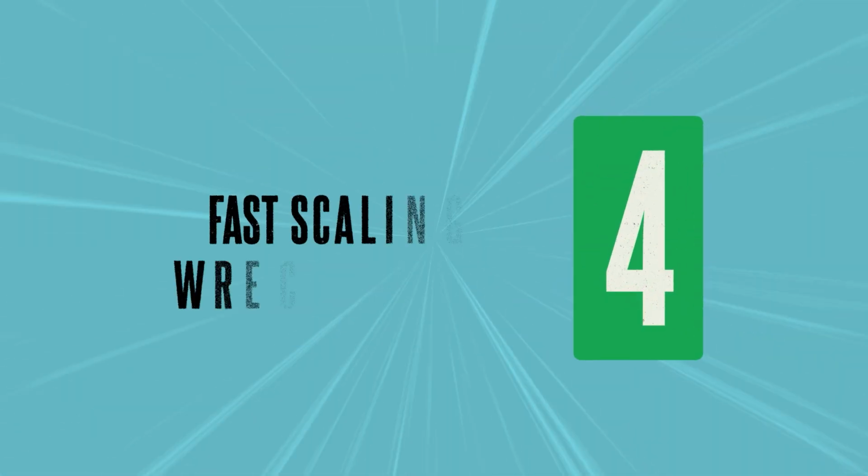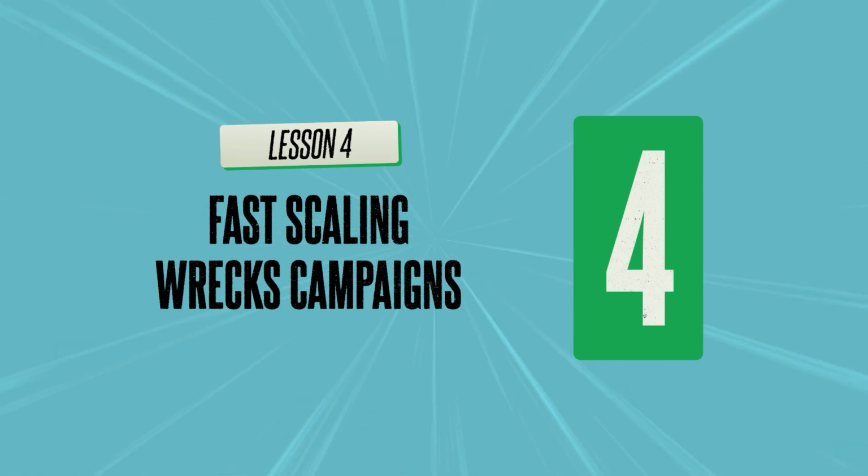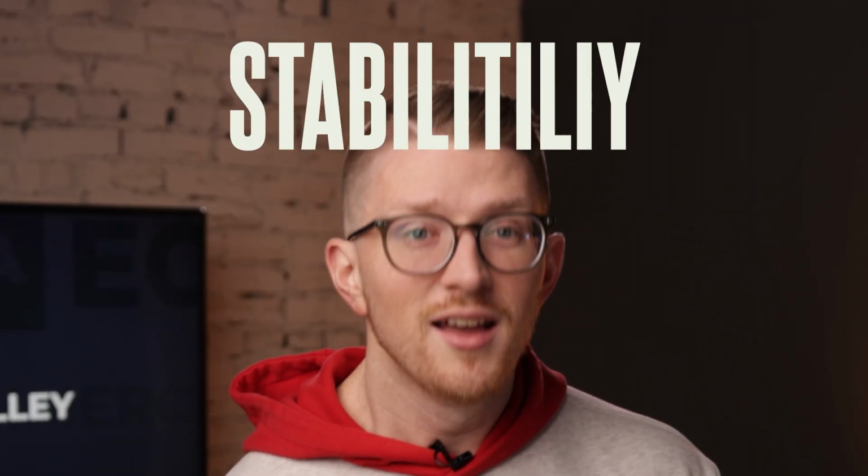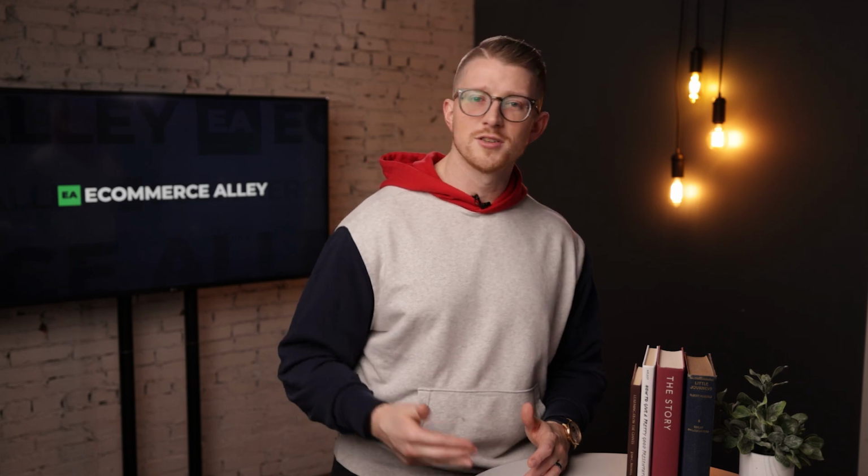Number 4, use snowball scaling. This is how we will quietly, with great stability, scale budgets from $100 a day to $1,000 a day to $5,000 a day and beyond without Meta freaking out and wrecking performance. You know, we used to crank up budgets by 20 or 50% several times per week and just cross our fingers and hope that nothing broke. But what we found was, more often than not, things broke.